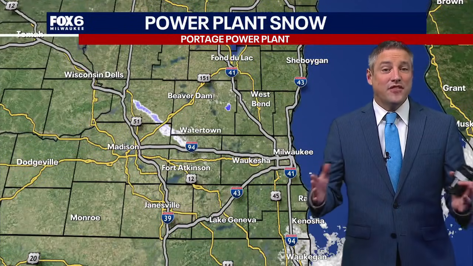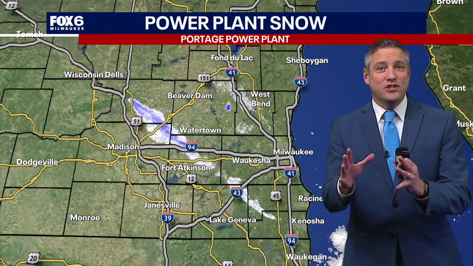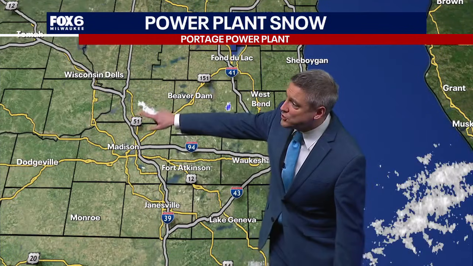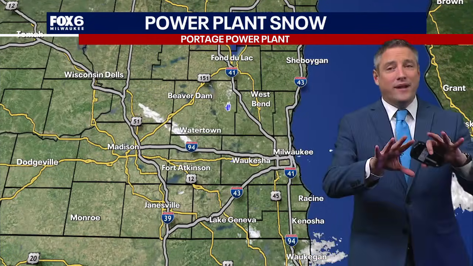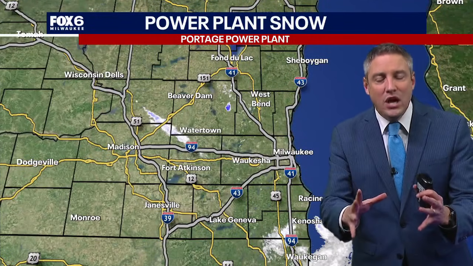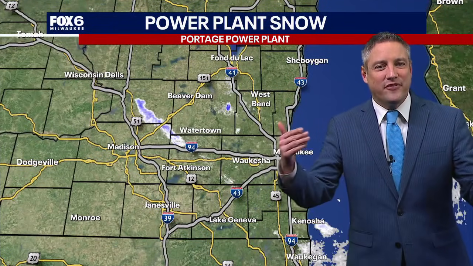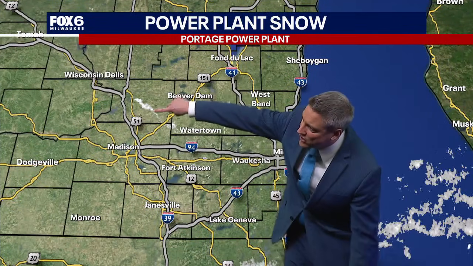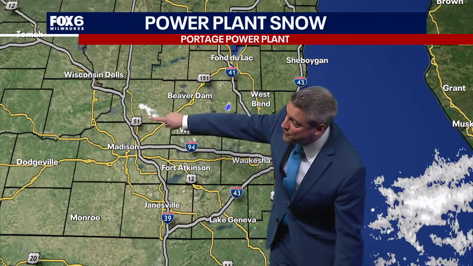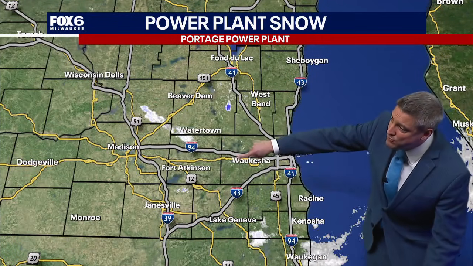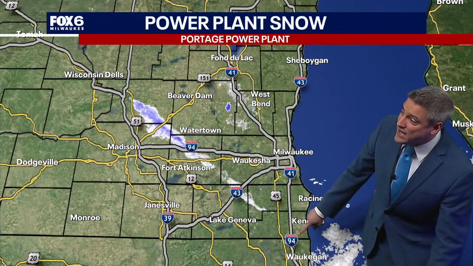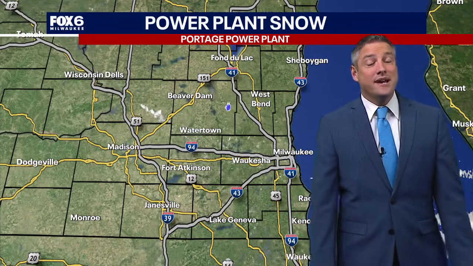Check this out. This is power plant induced, or power plant created, snow. This is from the Portage, Wisconsin power plant. When conditions are just right, we can get this type of phenomenon happening, specifically with coal-fired power plants. Take a look at this snow line that develops, again in Portage, Wisconsin, moves to the southeast, almost making it all the way down to the Wisconsin-Illinois state line.